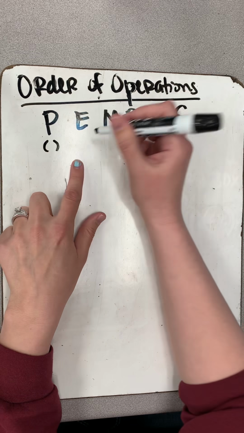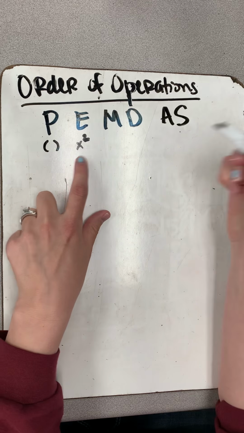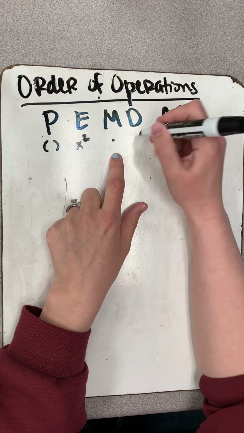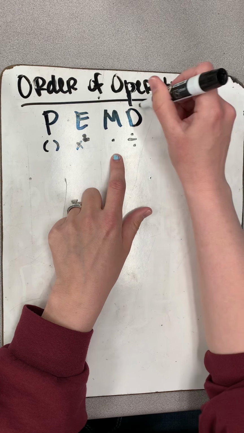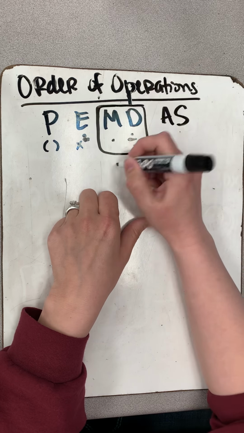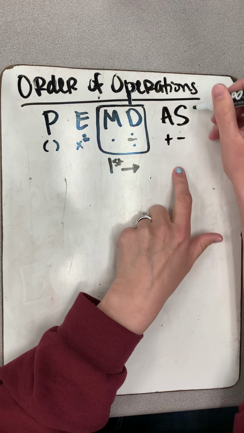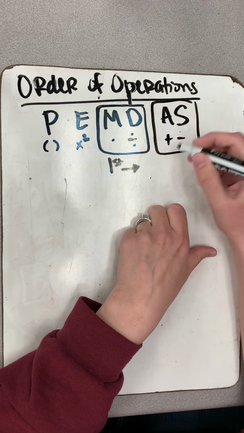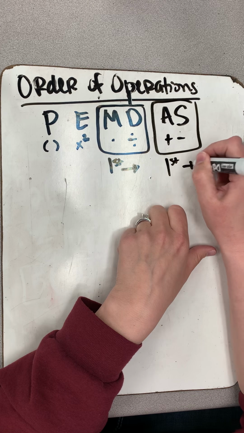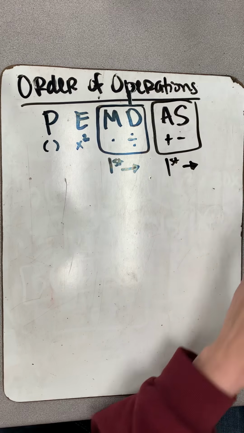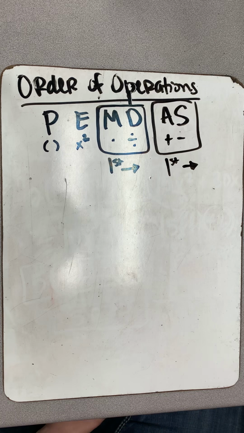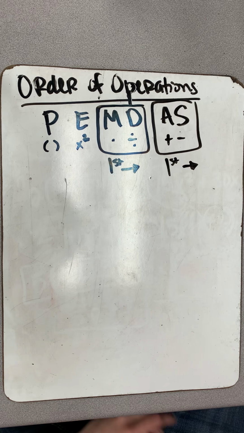So P is parentheses, E is exponents. We have multiply and divide. And those are of the same importance, and so it's whichever one comes first going left to right. And then add and subtract, and those are of the same importance too, whichever one comes first going left to right. So order of operations. Now we're going to start out with some simple ones and then we'll get to more complex ones.